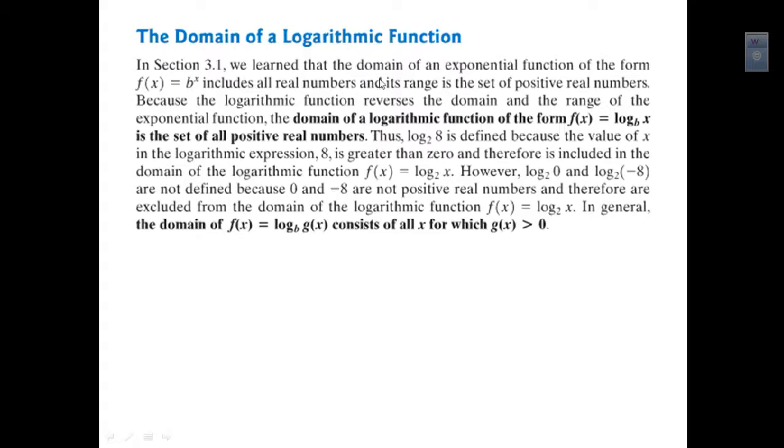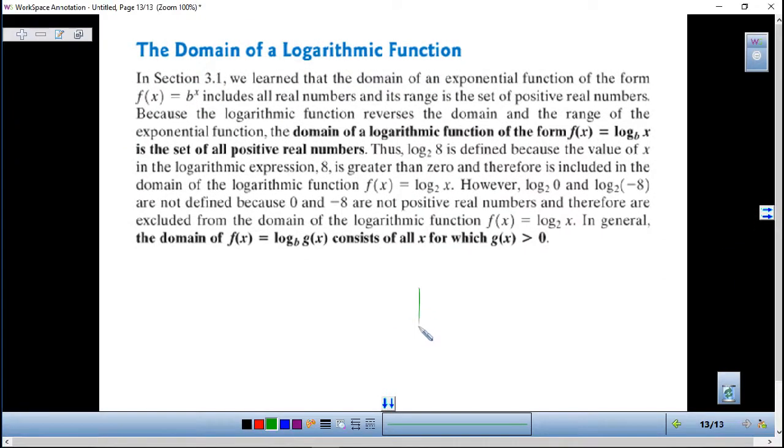Now, in section 3.1, we learned that the domain of an exponential function of the form f of x equals b to the x includes all real numbers, and its range is the set of positive real numbers. Think about the graph. Guys, correlate what we're talking about here with how the exponential graph looks. What x values can we have? Any number we want to. Therefore, the domain is all real numbers. What values of y can we have here? Well, we get down really, really close to 0, but we can go up to infinity. So 0 to infinity, not including 0, which means that the range is the set of all positive real numbers.